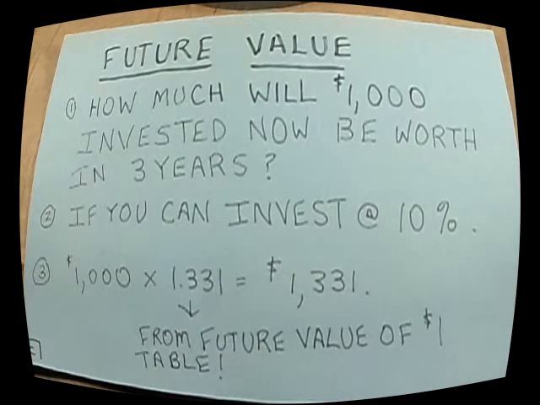and present value. So the future value concept gets at how much will $1,000 invested now be worth in 3 years? Well, if you can invest the money at 10%, and that's kind of high by current standards, for 3 years, you could look up the rate in a table and find that the table value is 1.331. So when you multiply the $1,000 times 1.331, you'd come to a future value of $1,331.